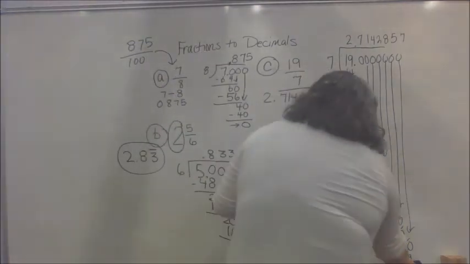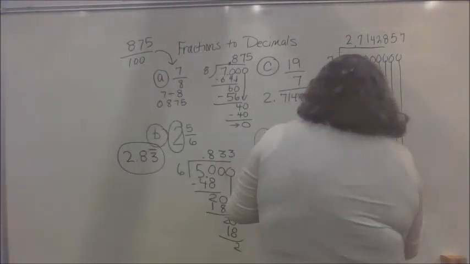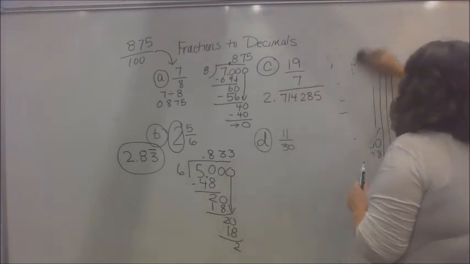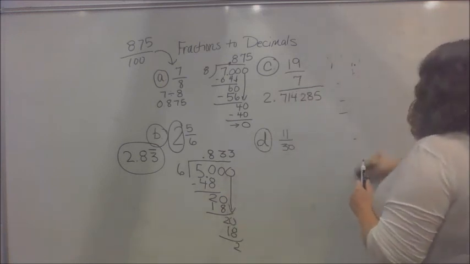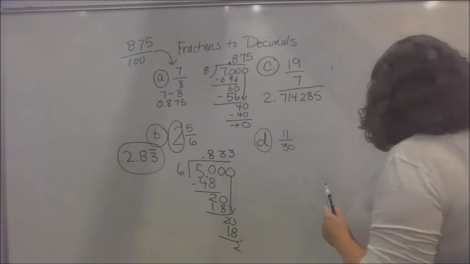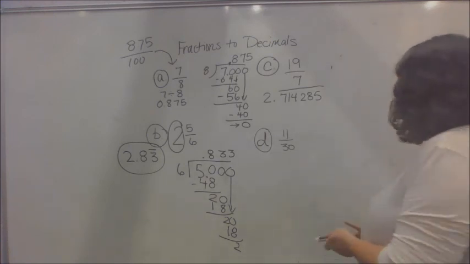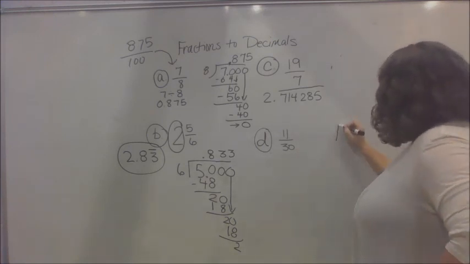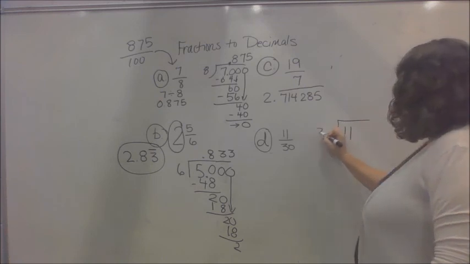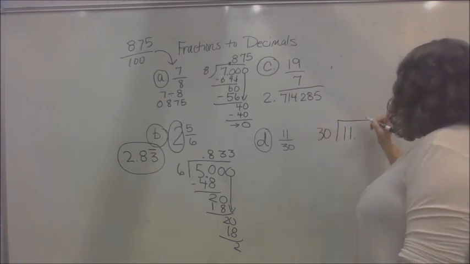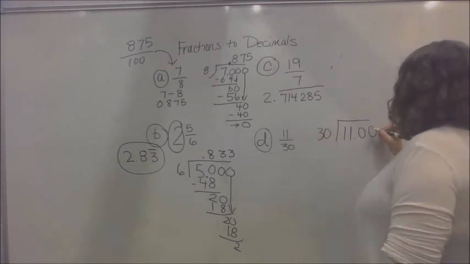One final example, and then the video will be over. That one went on forever. That was a marathon math problem. So here I'm going to put 11 inside, 30 on the outside, add a decimal, and my 2 zeros.